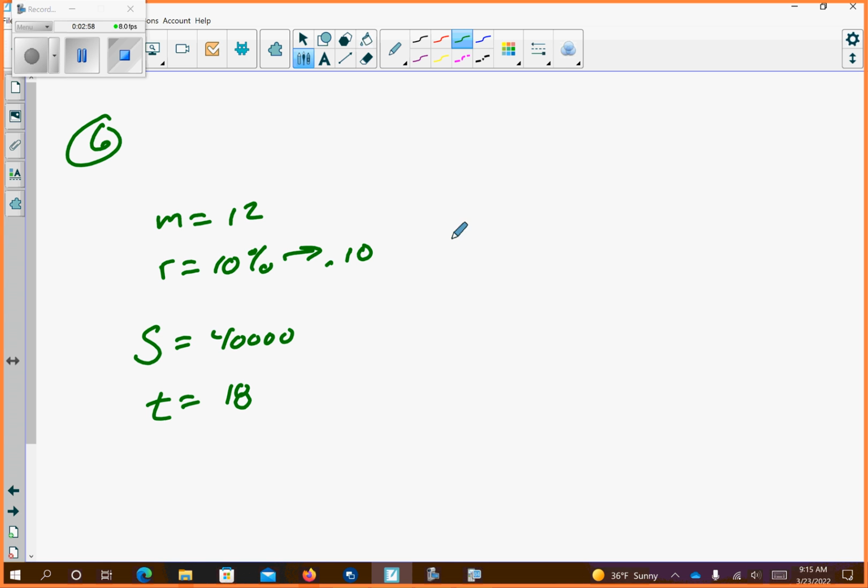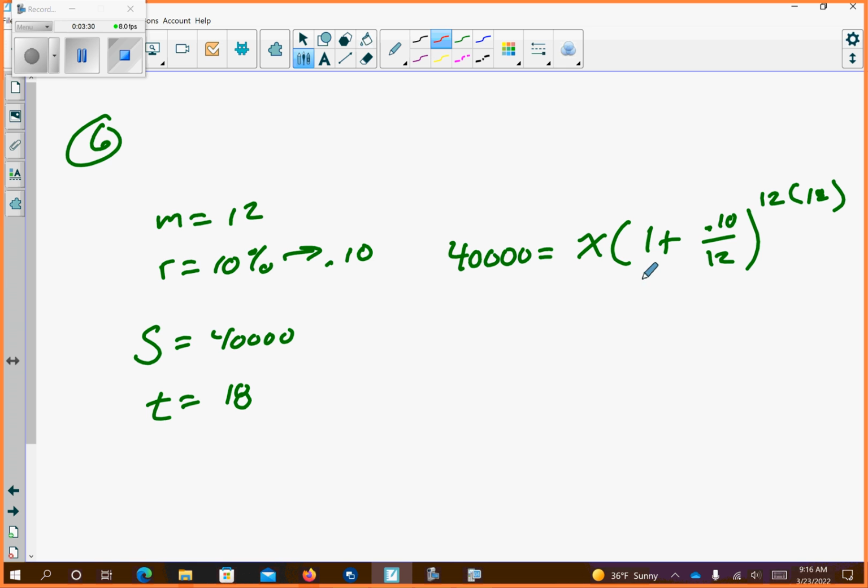All right, so this problem is basically set up like this. You got 40,000 equals some unknown value. We want to figure out how much we want to put into it. 1 plus 0.10 over 12 raised to the 12 times 18. Okay, now, this is one of the problems that you probably could do without Desmos, or you could do Desmos. It would work either way.